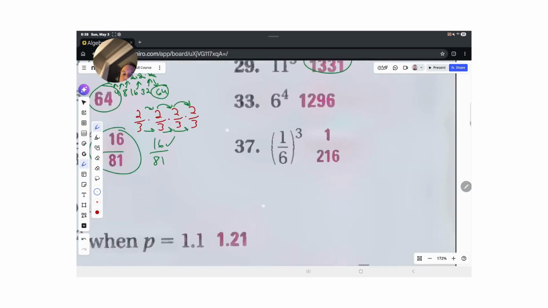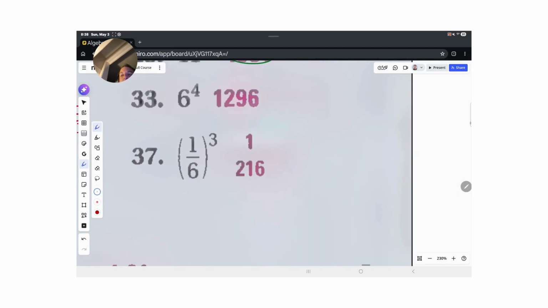And our last problem in this set, 37, 1/6 to the third power, 1/6 cubed. 1/6 times 1/6 times 1/6. Now 1 is going to be the answer here no matter how many times you multiply 1 by. It will always be 1, but now we want to check is 6 to the third power indeed 216.